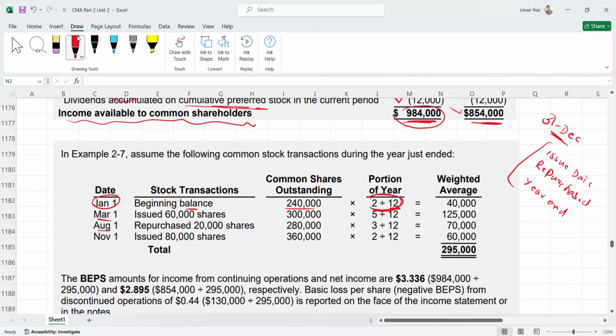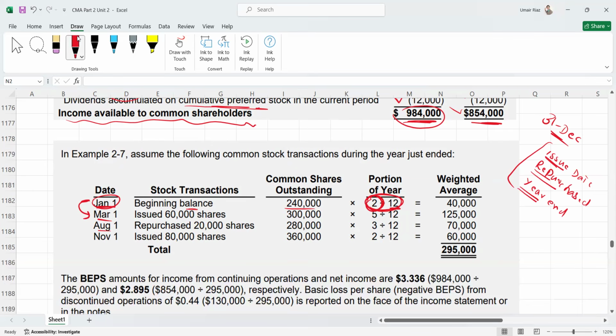12 means total months in a year. So how is this 2 calculated? Please remember, from the transaction which you are solving now, you will see the next transaction. And whatever next transaction comes first, whether it is an issue, repurchase, or year end, you will count the number of months up to that point, from the current transaction till the next transaction. Whichever comes first, you will count the number of months up to that date.